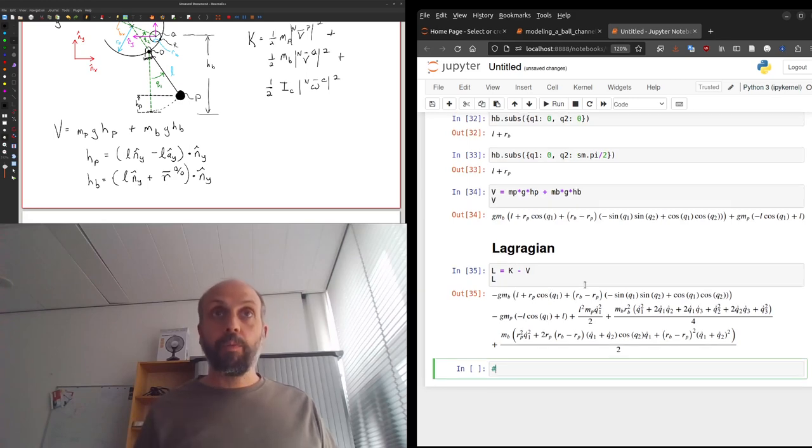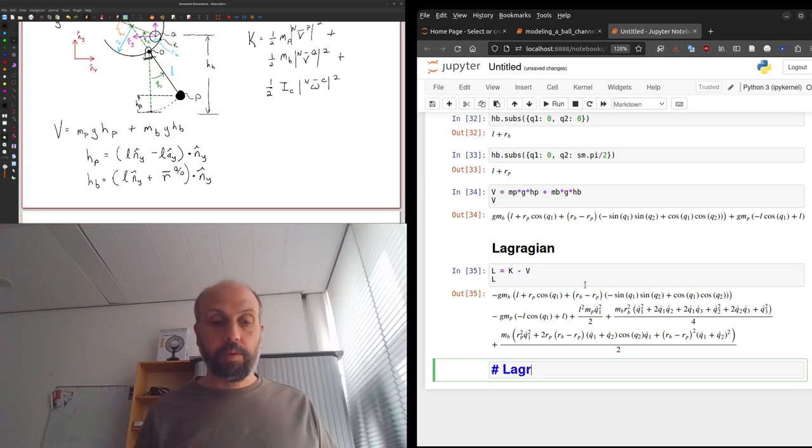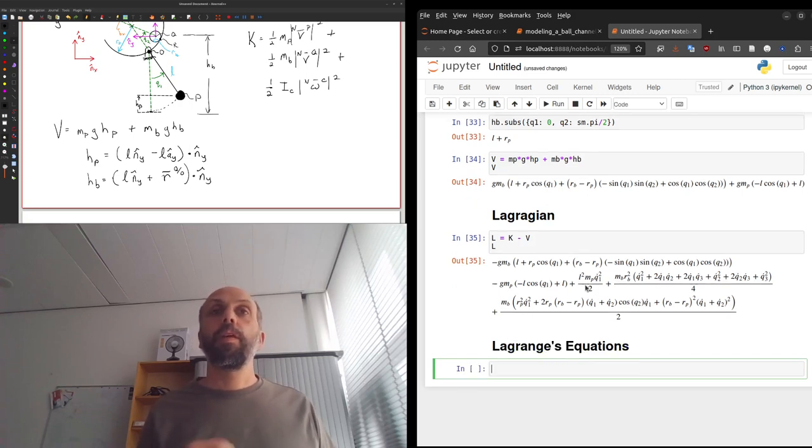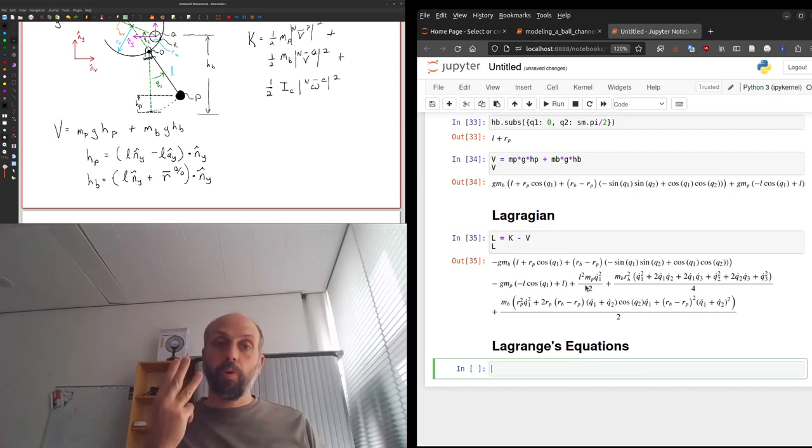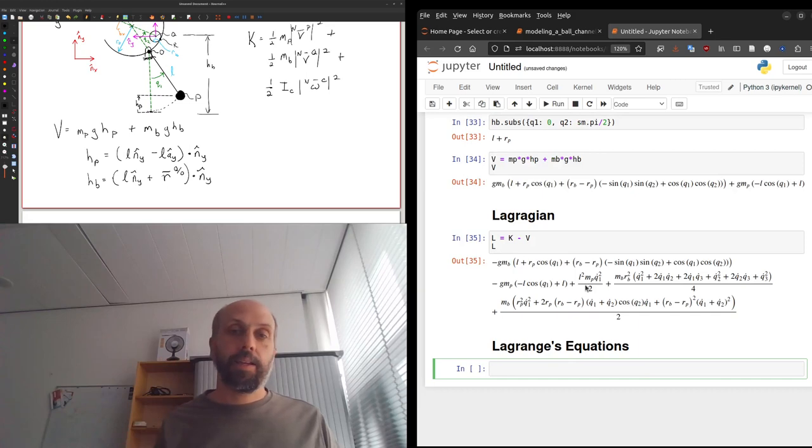Now we're going to form the Lagrange equations. We have three coordinates here, and remember we still have a constraint to add, but we're going to add that at the end this time using the constraint method. So we've got three coordinates. That means we're going to get three Lagrange equations.